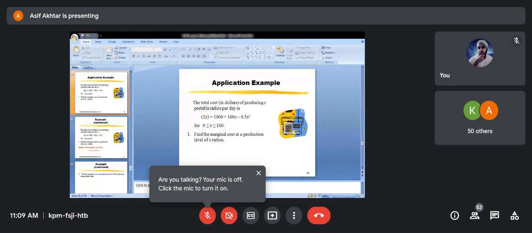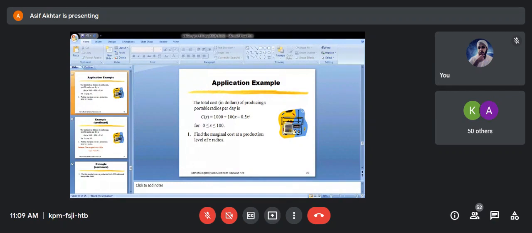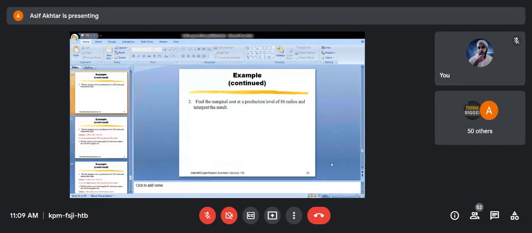If you differentiate this, you want to calculate C dash x. What is the differentiation of 1000? Zero. What is the differentiation of 100x? 100. And minus 0.5 x square gives minus 0.5 into 2x, which is minus x. So actually this is what we have. Is it what you are getting? Marginal cost is coming out to be 100 minus x. Yes, this is the marginal cost function.